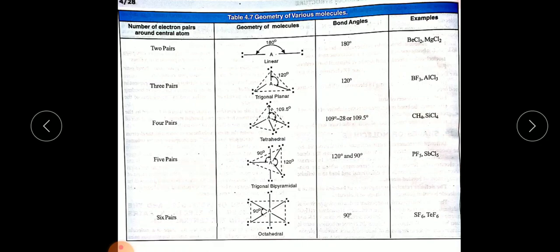Similarly, when you have 5 pairs, the structure is trigonal bipyramidal, where we have 2 bond angles, one is 90 degrees and another is 120 degrees. An example of such a kind is PF5, phosphorus pentafluoride. And when you have 6 pairs, it is going to form an octahedral, but the bond angle will be only 90 degrees, and the example of such a compound is SF6, sulfur hexafluoride. So this table is important to know.